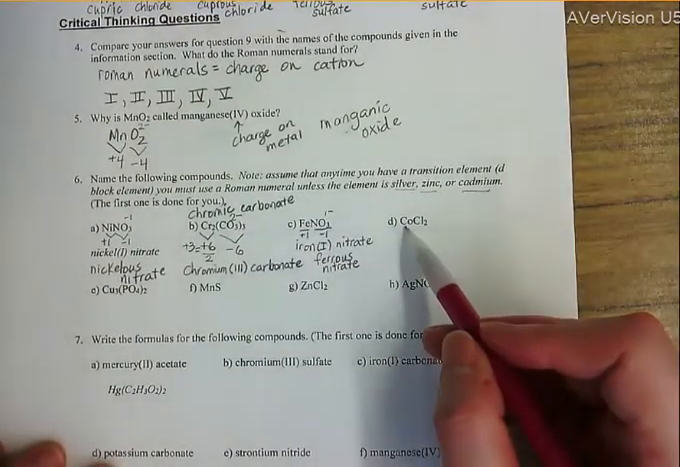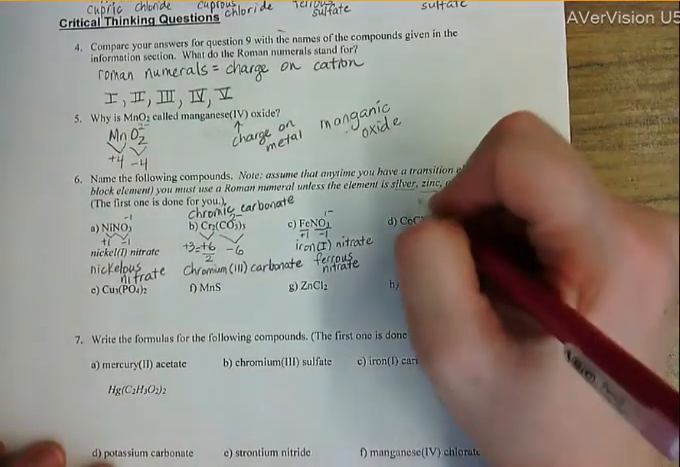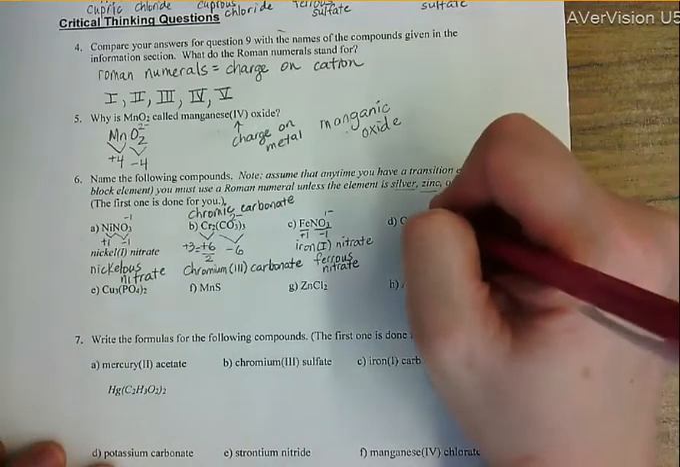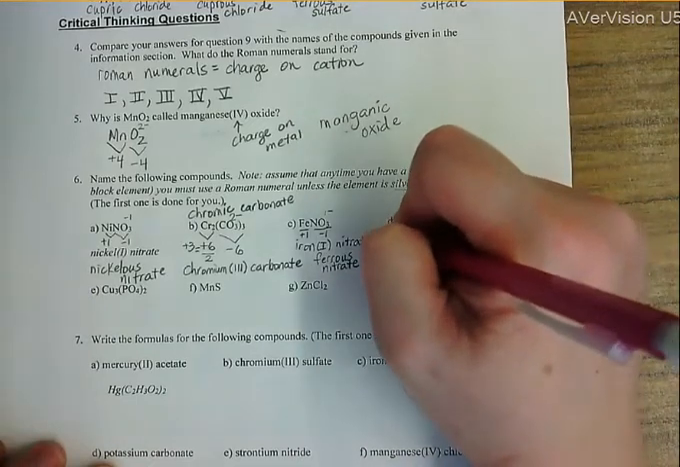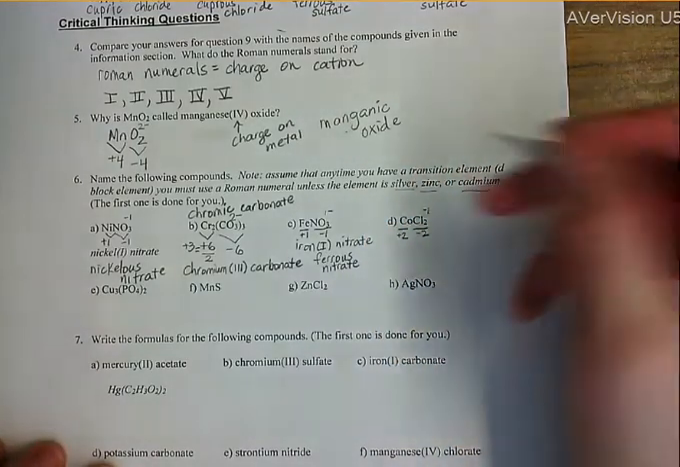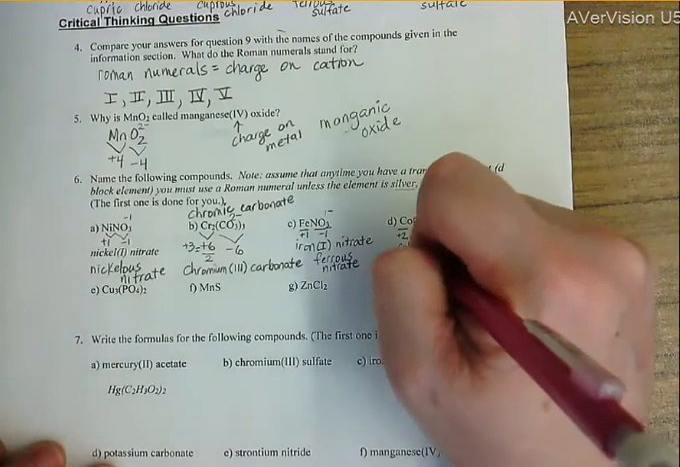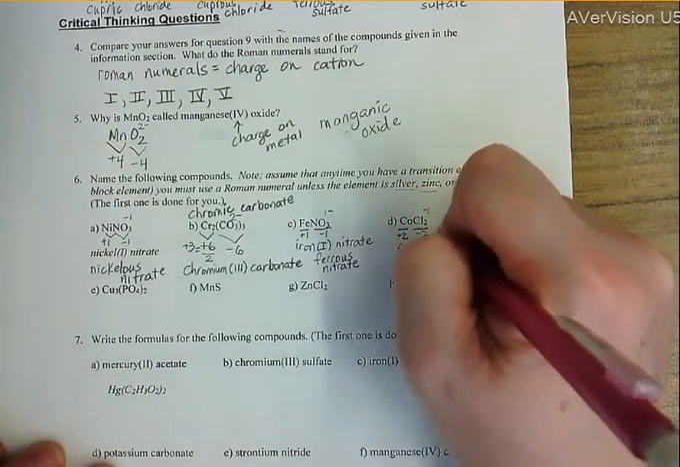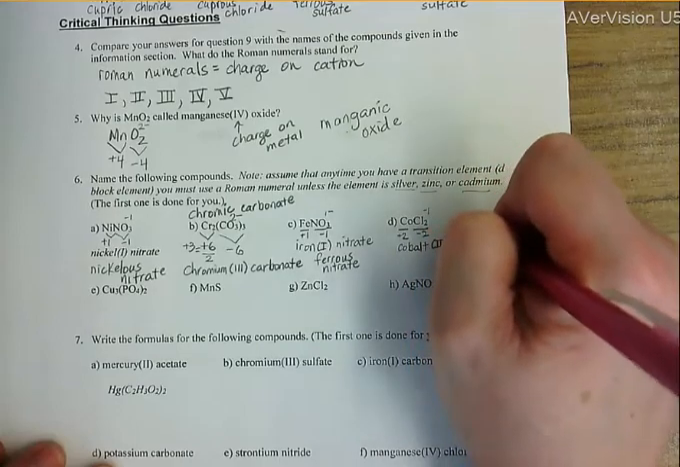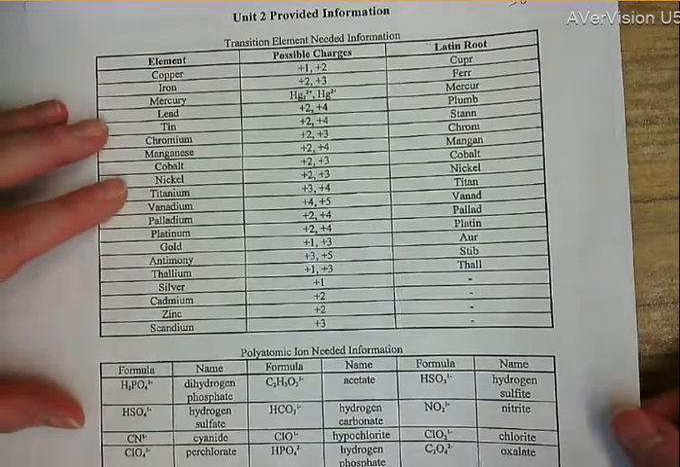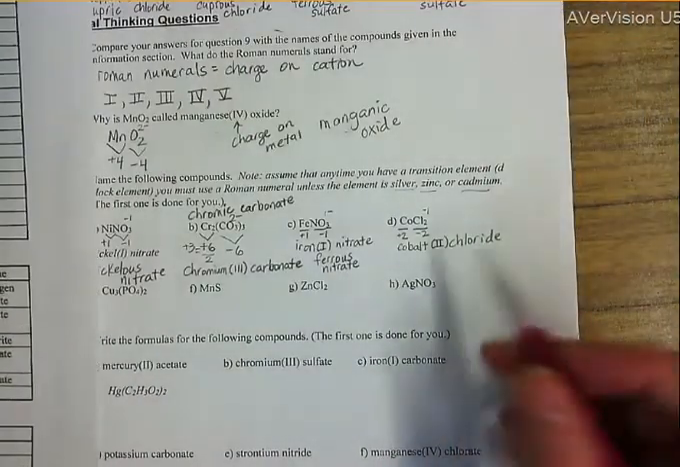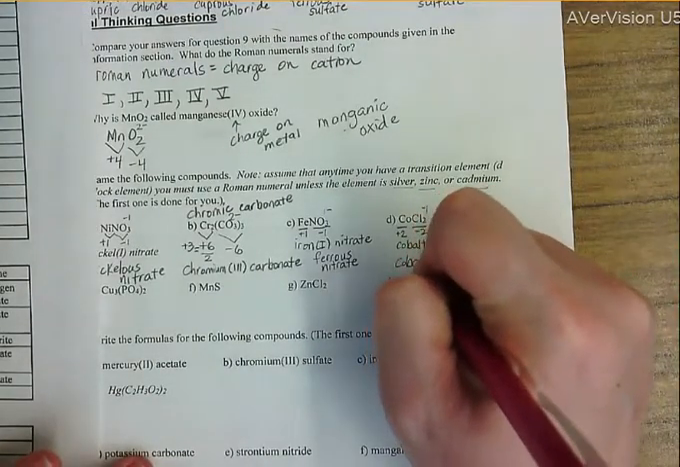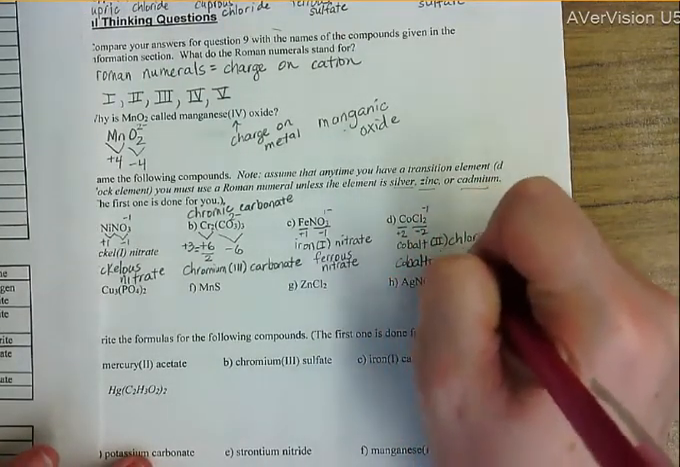All right, CoCl2. So again, it's not silver, zinc, or cadmium, so charge is -1. There's 2 of them, so I have a -2 charge. Cobalt has to be a +2, and there's just 1 cobalt. So this is cobalt 2 chloride. Cobalt, right here, it's still cobalt, +2 or +3. This is the lower charged one, so this would be cobaltous chloride.